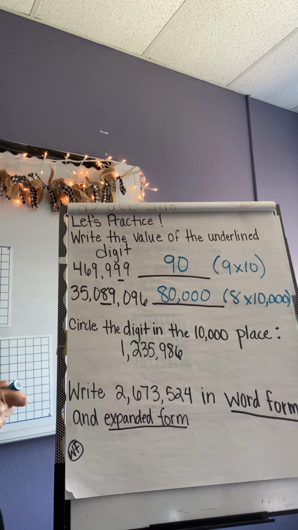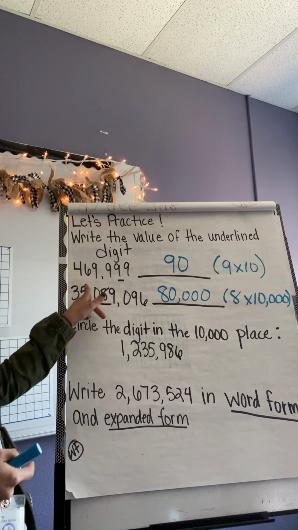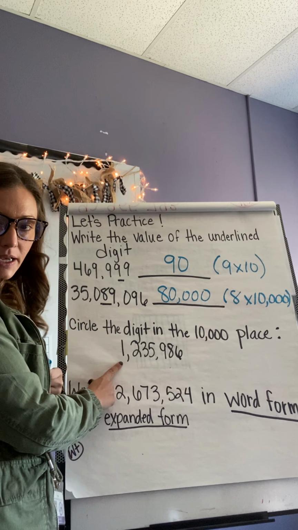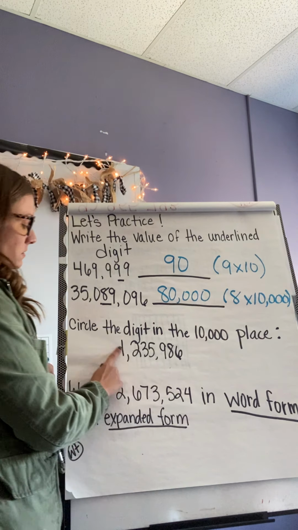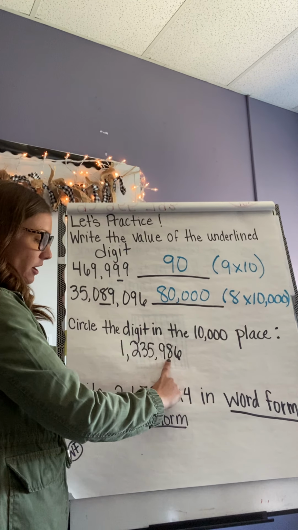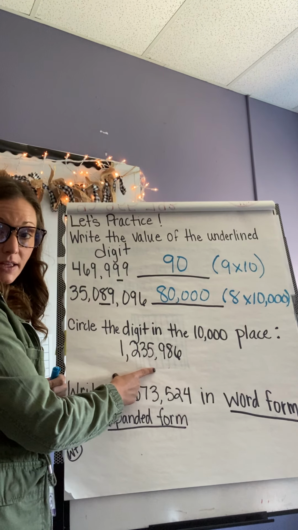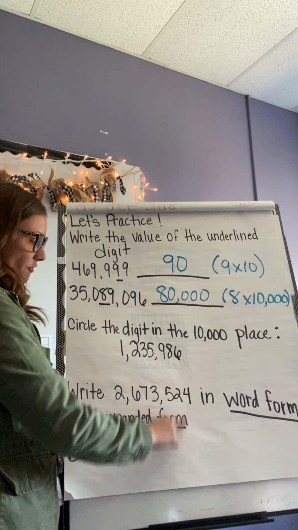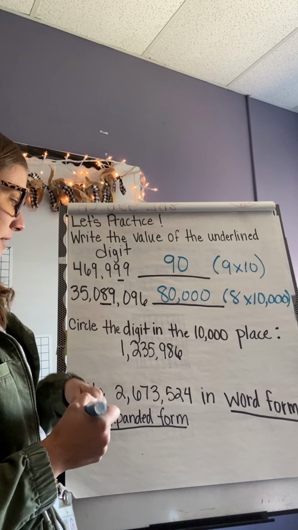Okay, the next practice that we're going to do is to circle the digit in the 10,000s place. Well, we were just looking at the 10,000s place. So let's come down here to this number. I'm going to read it. You should practice reading these numbers along with me, because reading numbers is a good, important skill to have. So we start over here. 1,235,986. Notice that I pause at those commas to say the value of the place. So 1,235,986. The question is asking us what digit is in the 10,000 place.